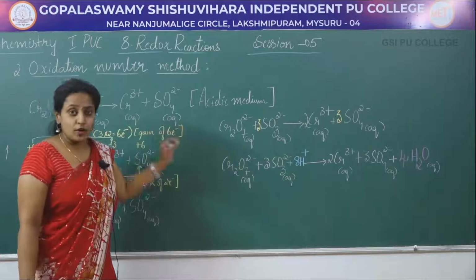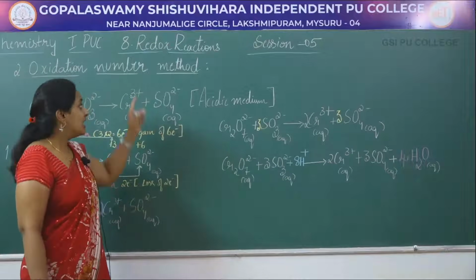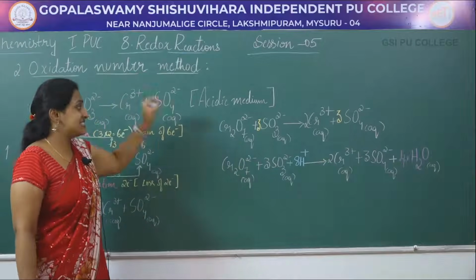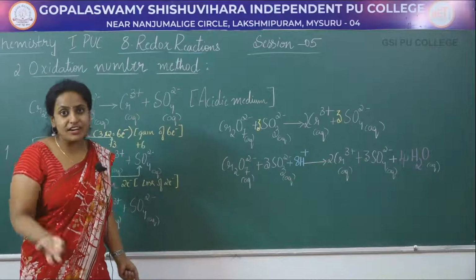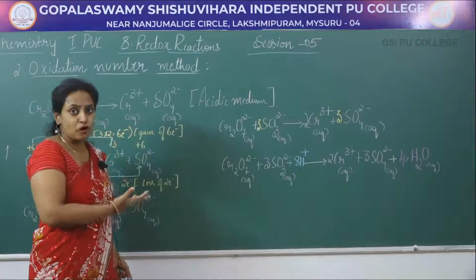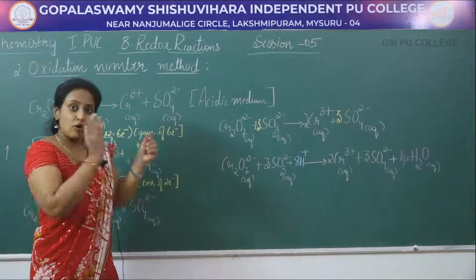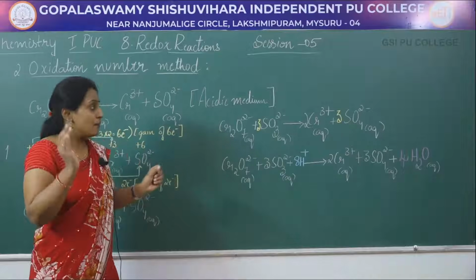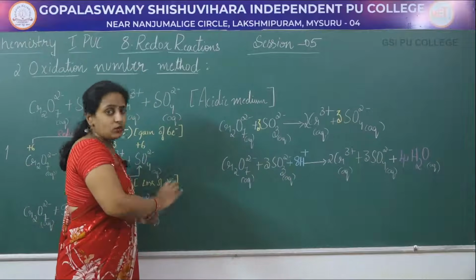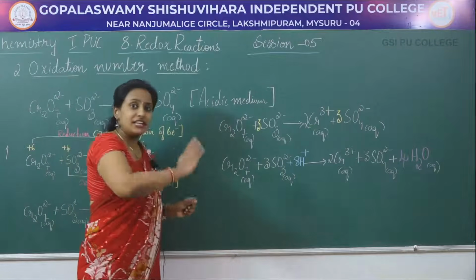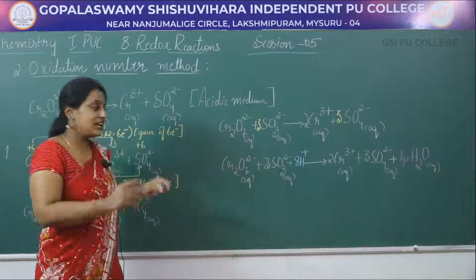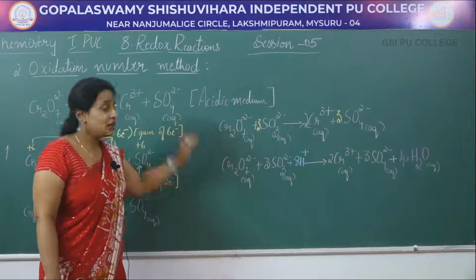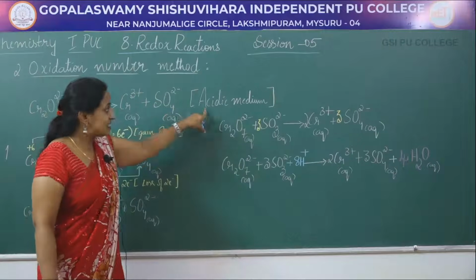This is how we are going to balance the redox reaction in the acidic medium by the oxidation number method. It is the same as the half reaction method. In the half reaction method we follow the same steps, but there we separate the oxidation half reaction and the reduction half reaction. But here, we are going to carry out the balancing of the redox reaction in the same step, without separating. This is how to balance the redox reaction by the oxidation number method in acidic medium.